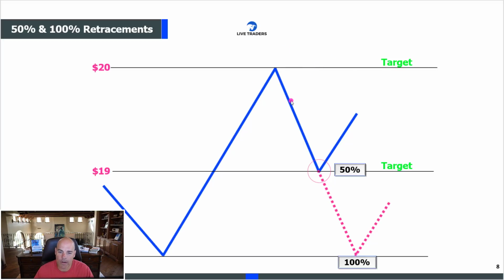So when you look at 20 to 30% retracements, they are not ideal retracement levels, and we generally stay away from buying them.